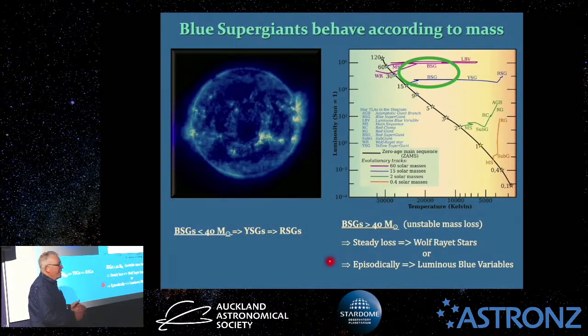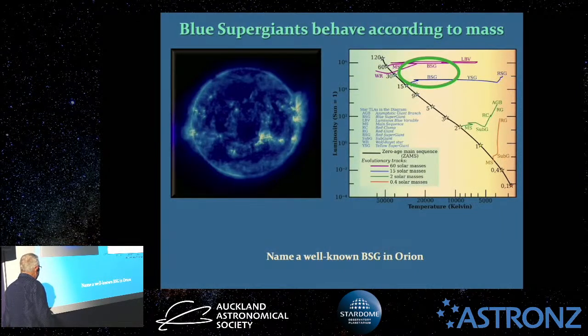Or they can lose mass episodically, in an unpredictable, big, dramatic, sudden burst of material. And they create what are called luminous blue variables, which we will talk about. So that's it: for blue supergiants, what happens to them depends on their mass.